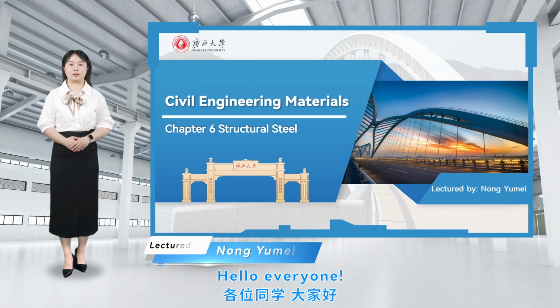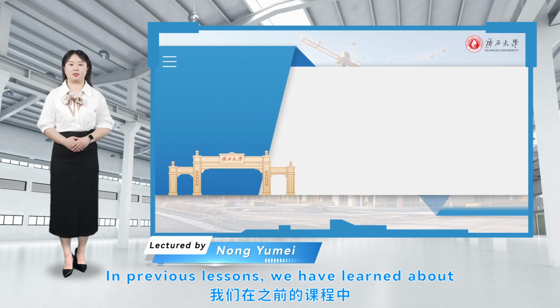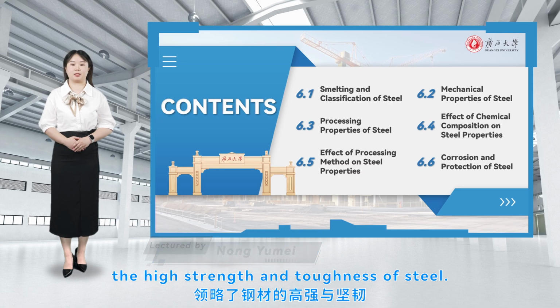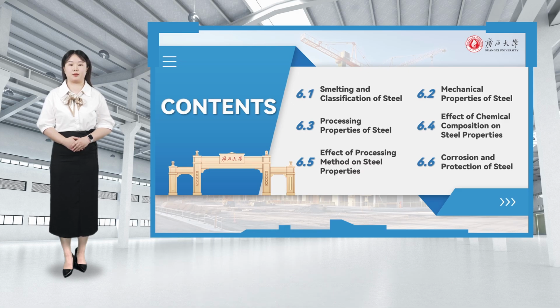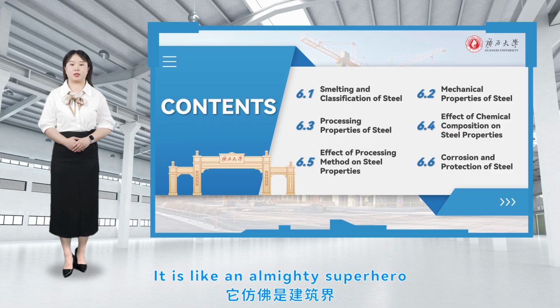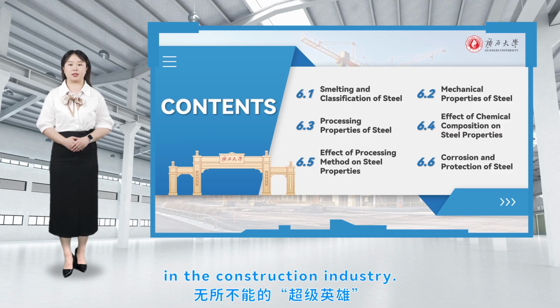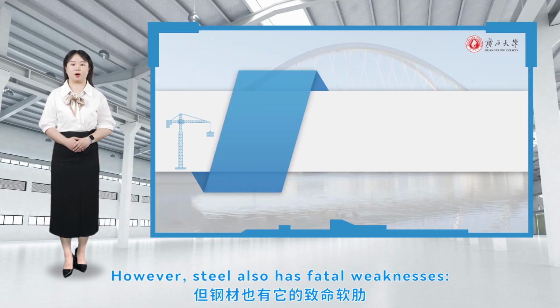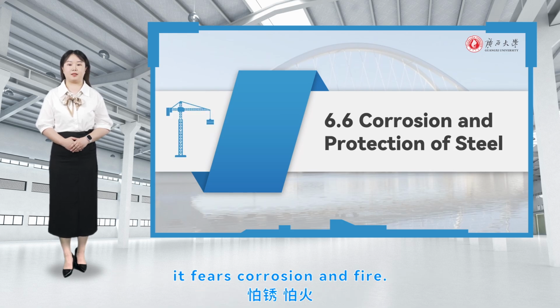Hello everyone! In previous lessons, we have learned about the high strength and toughness of steel. It is like an almighty superhero in the construction industry. However, steel also has fatal weaknesses. It fears corrosion and fire.